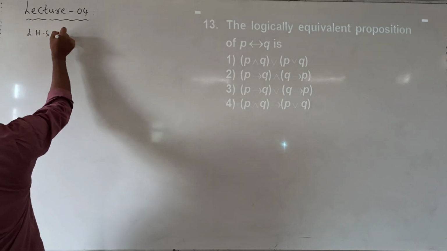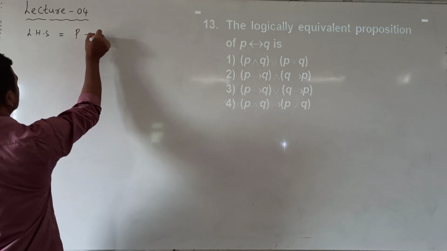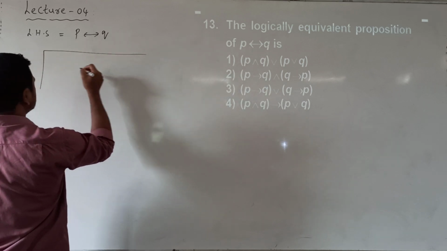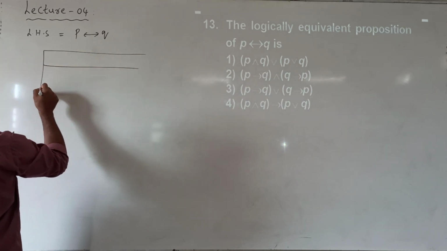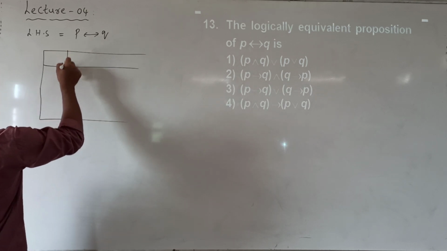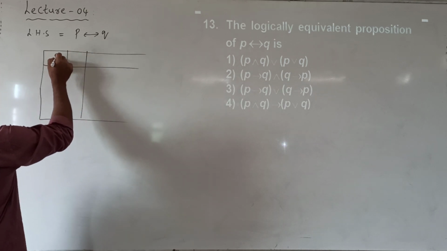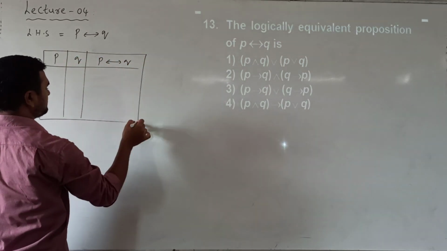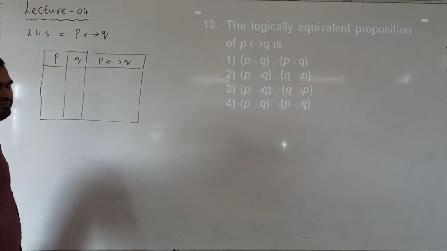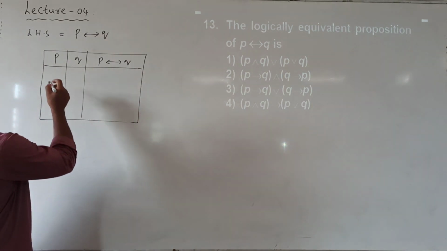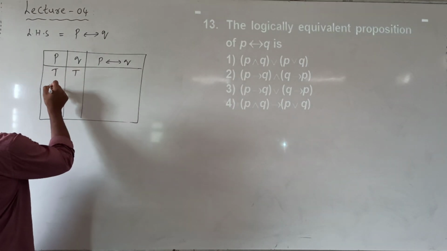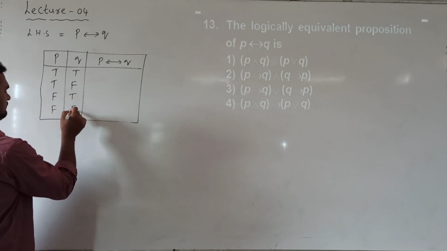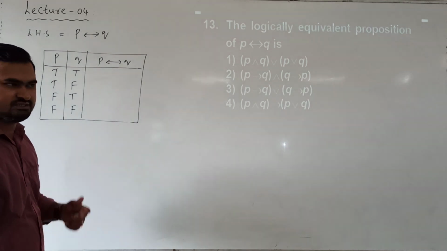Left hand side is P double implies Q, so we have to write the truth table for this. Let us take P, Q, two simple statements. Truth values of P, Q can be either both true, first one true and second one false, first one false and second one true, or both false. So these are four possibilities.